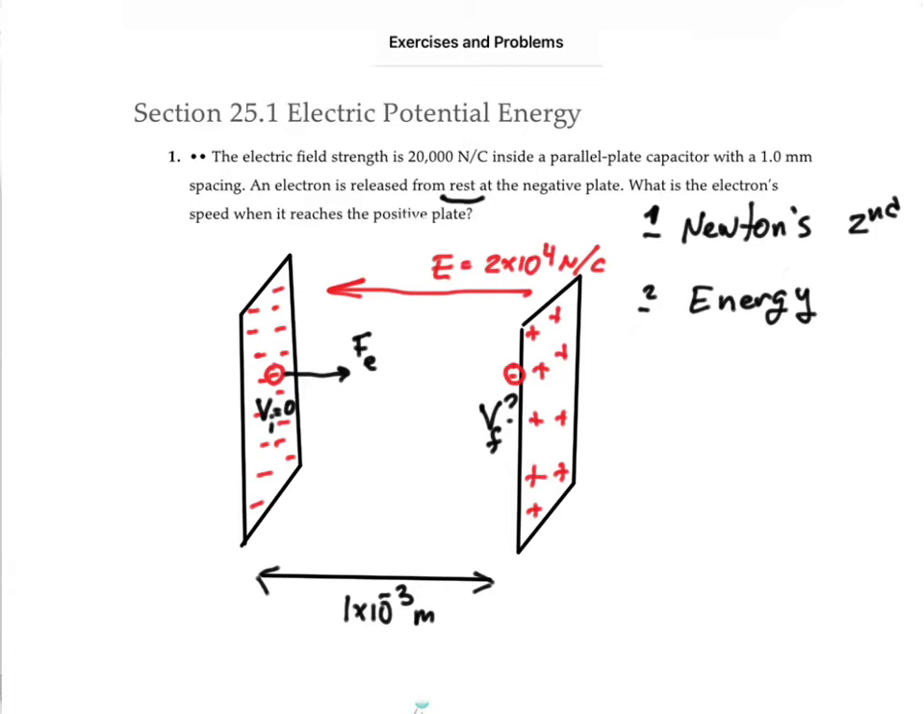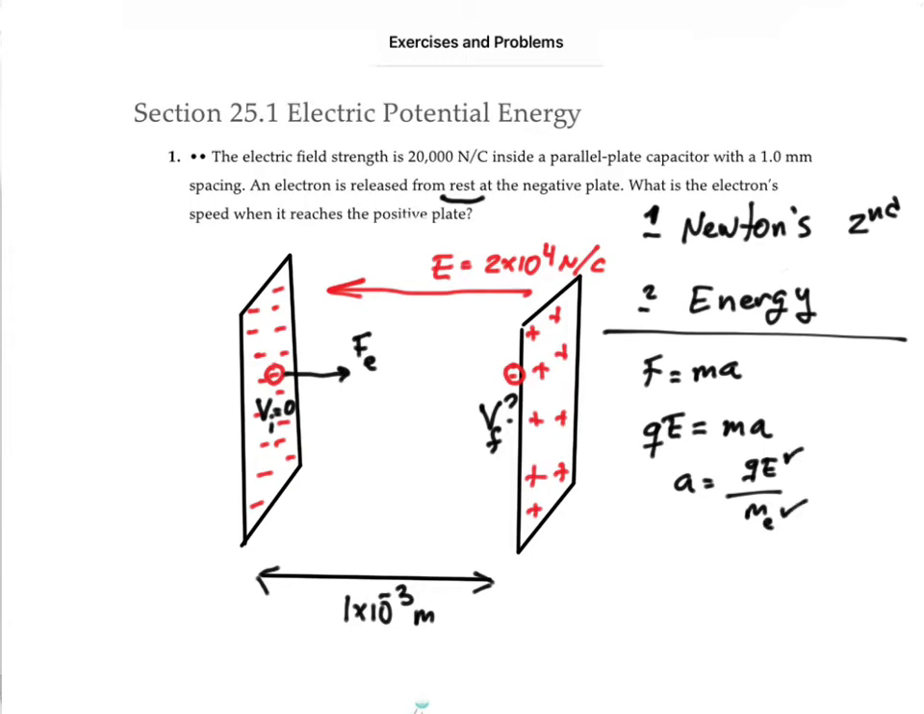I'll show you both. With the first approach, we're going to start with F equals ma. The force acting on the electron is the electric force, which is the charge times the electric field. Force equals mass times acceleration, so that gives us the acceleration is qE divided by m. We know the electric field, and we know the mass of an electron because we can look it up, even if it's not given in the problem. We can find out also the charge of an electron, and that allows us to calculate the acceleration. Then we can plug the acceleration into the kinematics equation, Vf squared equals V initial squared plus 2a delta x. We have delta x, we have the acceleration, so we can solve for the final velocity.